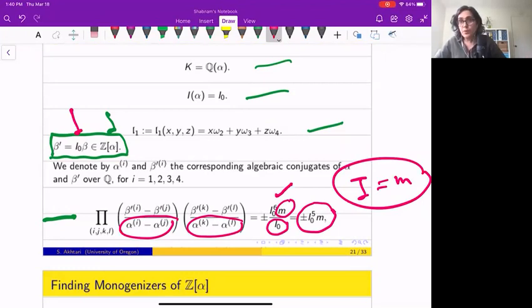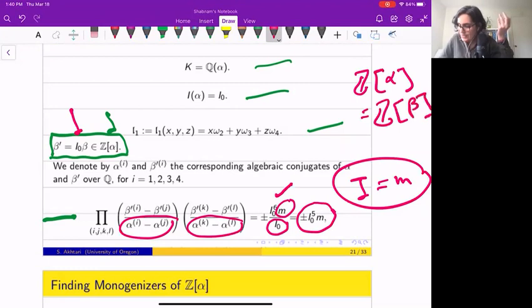But I want to find a way to find the monogenizers of one thing, but that is not very difficult, because if I'm already looking at Z joined alpha, and I'm looking at its monogenizers, any other monogenizer of this ring or this order, first of all, has the same order as alpha, because they generate the same ring, they have to have the same order. So that tells me, let me write it here, that in my case, I naught and M have to be equal.